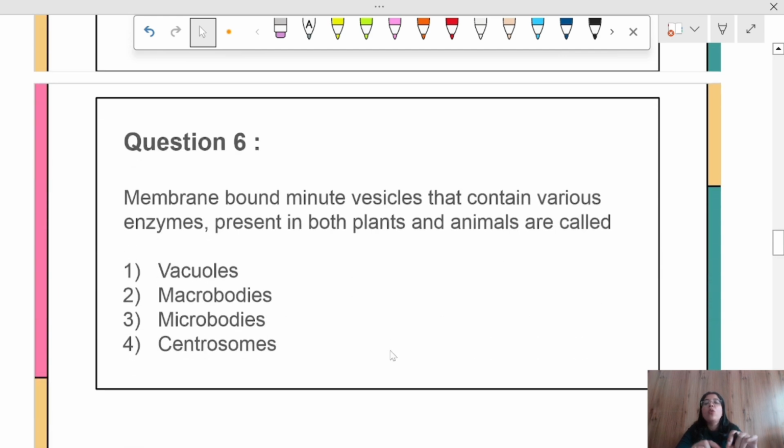Okay, membrane bound minute vesicles that contain various enzymes present in both plant and animals. It is called, what's the answer? Microbody, right? There is no such thing like macrobody mentioned in NCERT. Microbody is mentioned, so you have to learn about it. This is the definition given in NCERT. After this, they have mentioned that they are present both in plant and animal, right? So you have to remember this.